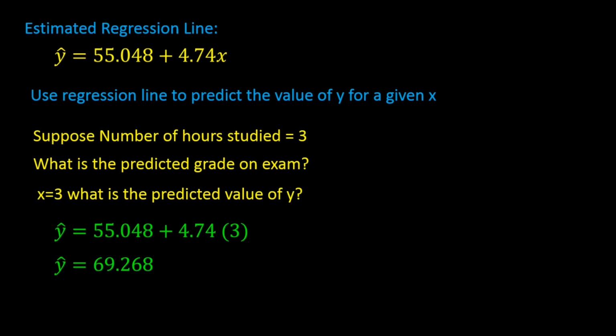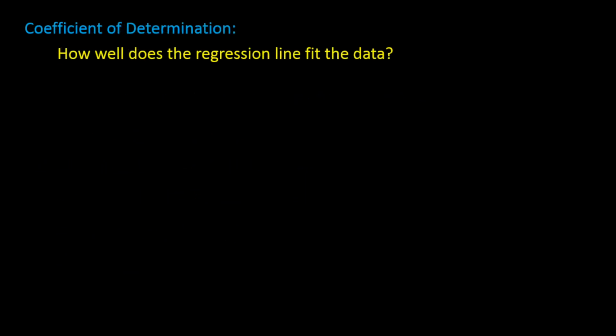So we need a measurement that tells us how well the regression line fits the data. One such measurement is called the coefficient of determination, and it tells us how good a fit the regression line is to our data. The formula for the coefficient of determination is shown here in the red box.